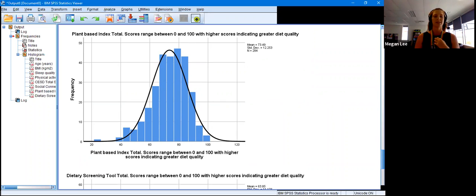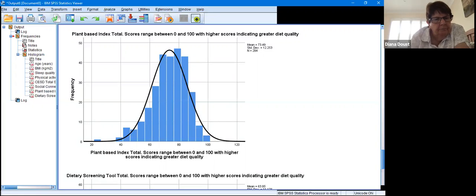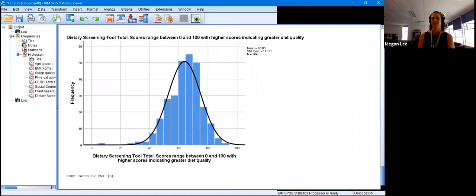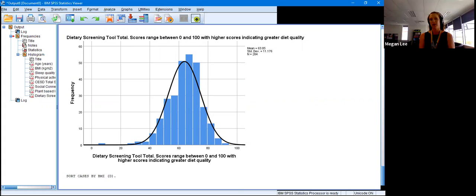Okay. So this is our plant-based dietary pattern. What do you reckon about that histogram? It's normal. It's nice and normal. What about our dietary screening tool? Almost. Is that a little bit skewed? You'd say it was negatively skewed. And that negative skew comes from the fact that this is the score when meat, dairy, and eggs haven't been reversed. And so all the vegans and vegetarians score 0 for diet quality when we use this tool.